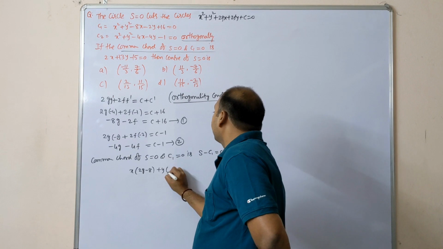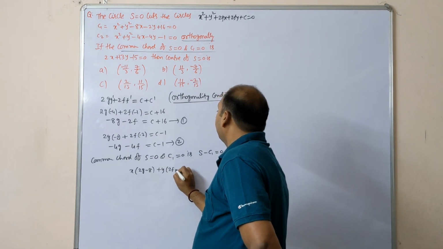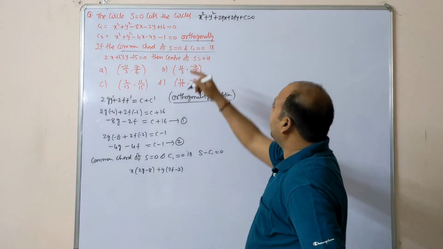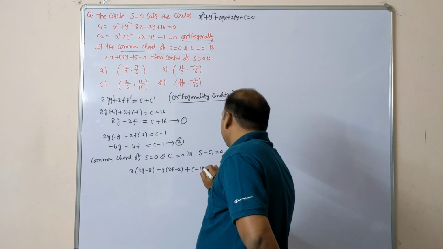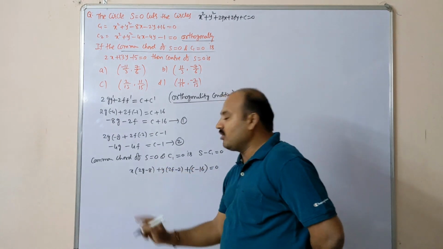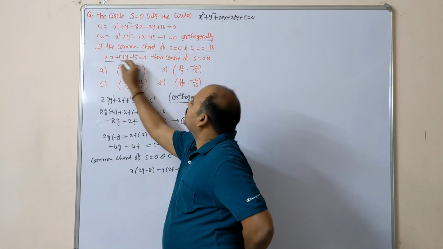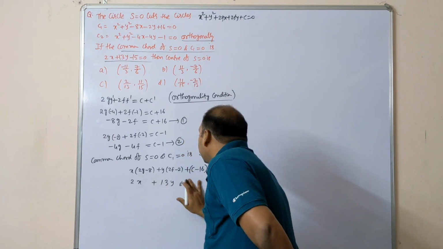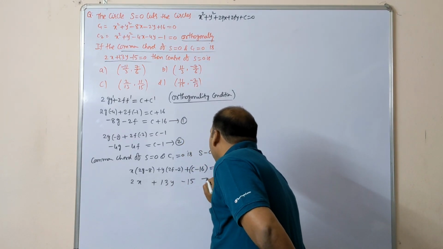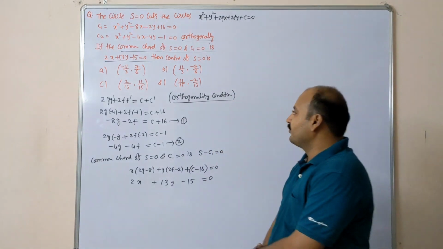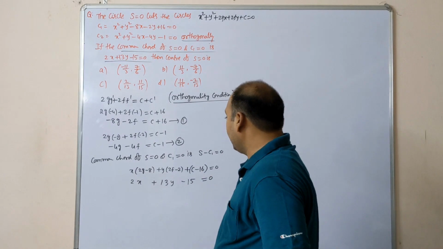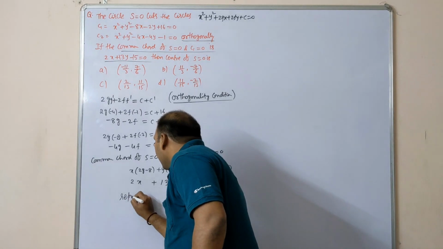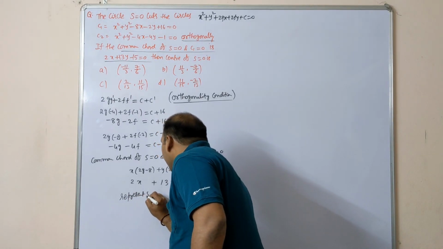So y (2f minus 2), 2fy minus 2y. Next c minus 16 is equal to 0. This is the common chord. This common chord equation is given as what? 2x plus 13y minus 15 equal to 0. See here, minus 15 equal to 0 is given. These two equations, equation 3 and equation 4, are representing the same line.